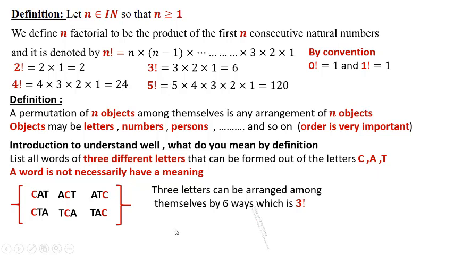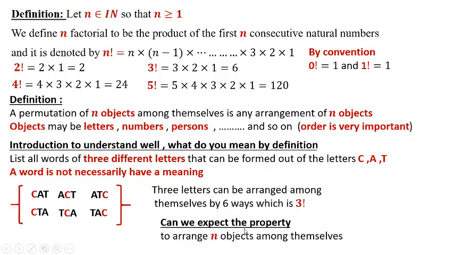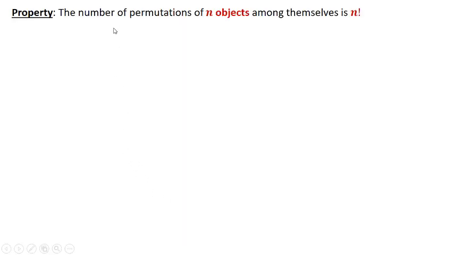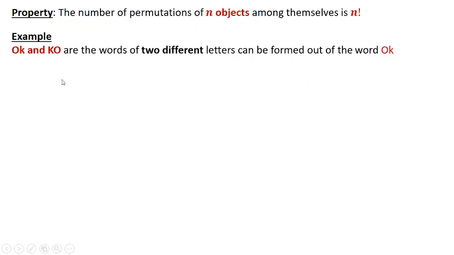Important question now. Can we expect the property to arrange n objects among themselves? Of course. The number of permutations of n objects among themselves will be n factorial. Example, given a word OK, then OK and KO are the words of 2 different letters formed out of the word OK.